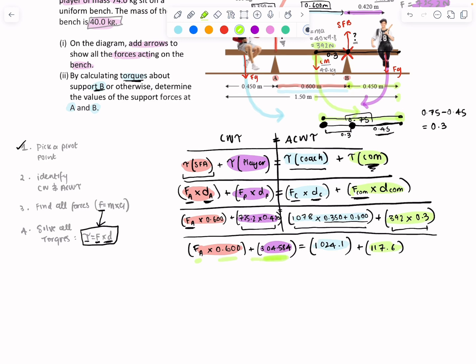How do we get rid of plus 304.584? The opposite of that is going to be minus 304.584. So what we do is cancel it out from this side, and what we have to do now is minus it from this side over here.